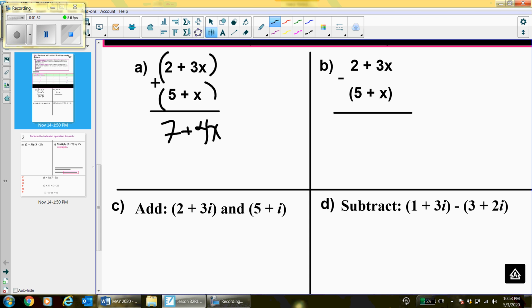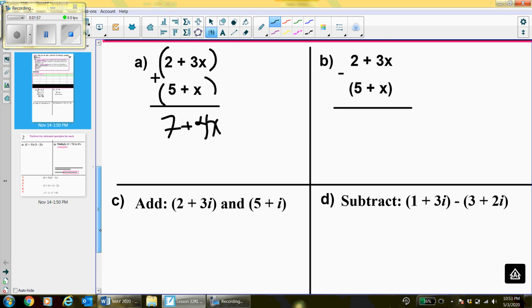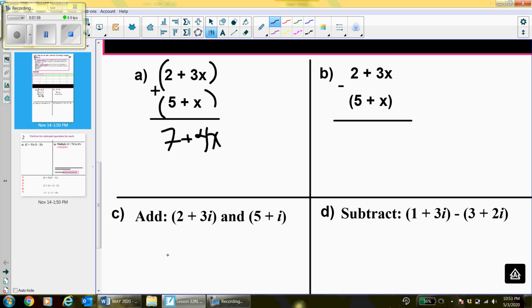So that's 2 plus 5 is 7, and 3x plus x is 4x. For B, you know what? Let's go to C and let's add imaginary numbers. I want to keep doing the same operation so you can get the gist. So we have 2 plus 3i and 5 plus i. Again, you would add the like terms of 2 and 5, and then the like terms of 3i and i. So 2 plus 5 is 7, and 3i plus i is 4i. So this is my final answer.